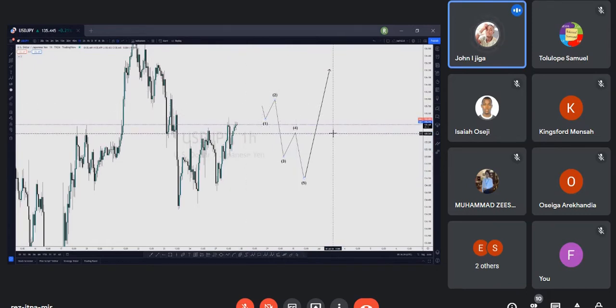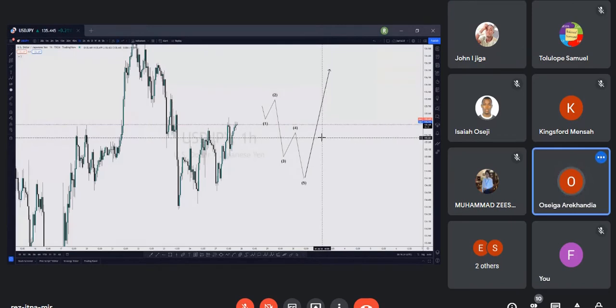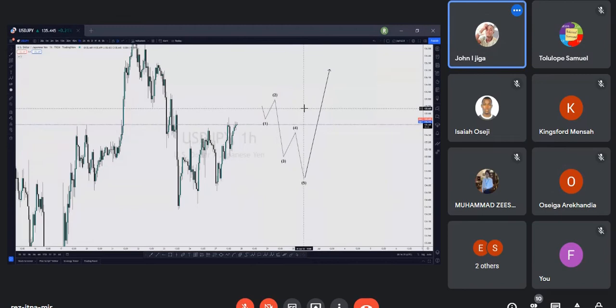Okay, and if you do see this, is this correct? It's also not correct, because 2 broke the high of 1. That's also correct, means you're following up. So how about this?